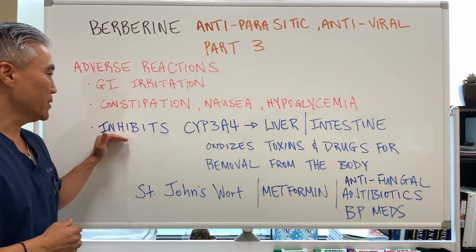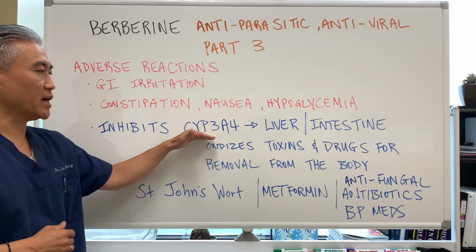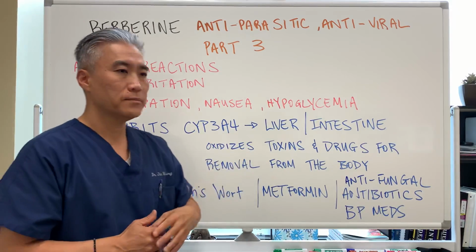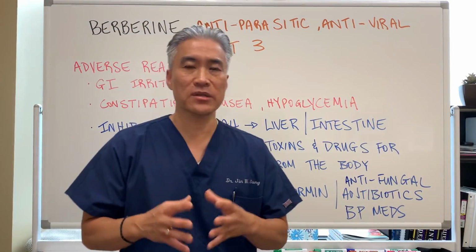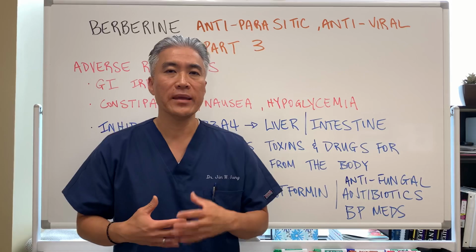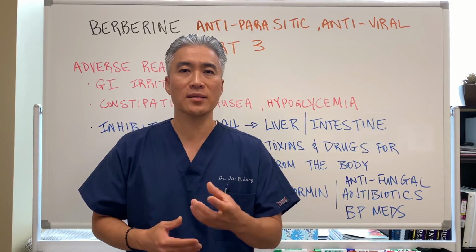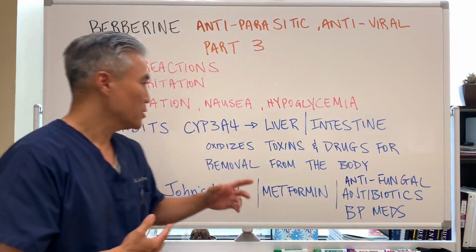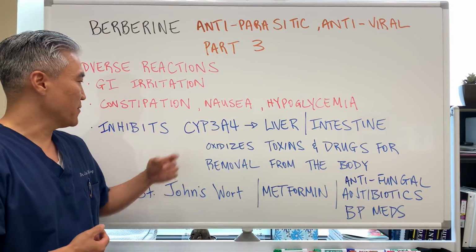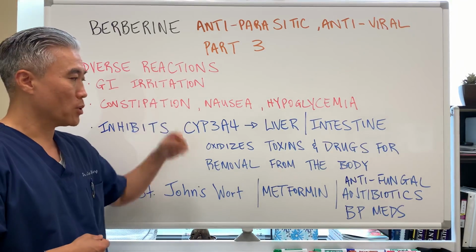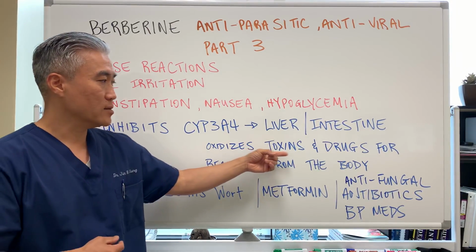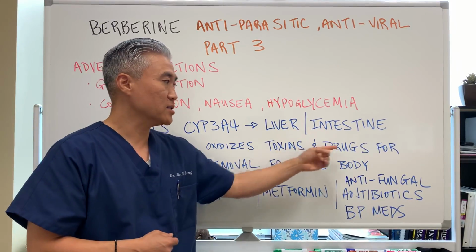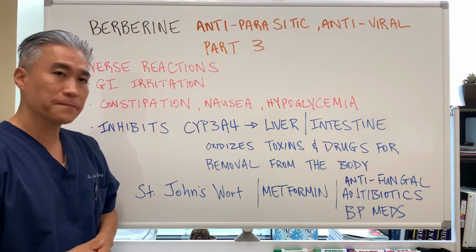The more important one is inhibition of Cytochrome P450 3A4. It's an enzyme found in the liver and the intestines. It helps to break down or oxidize toxins and drugs out of our system. So if this enzyme is affected or inhibited by berberine, it's going to affect the metabolism and excretion of toxins and drugs from the body, right?